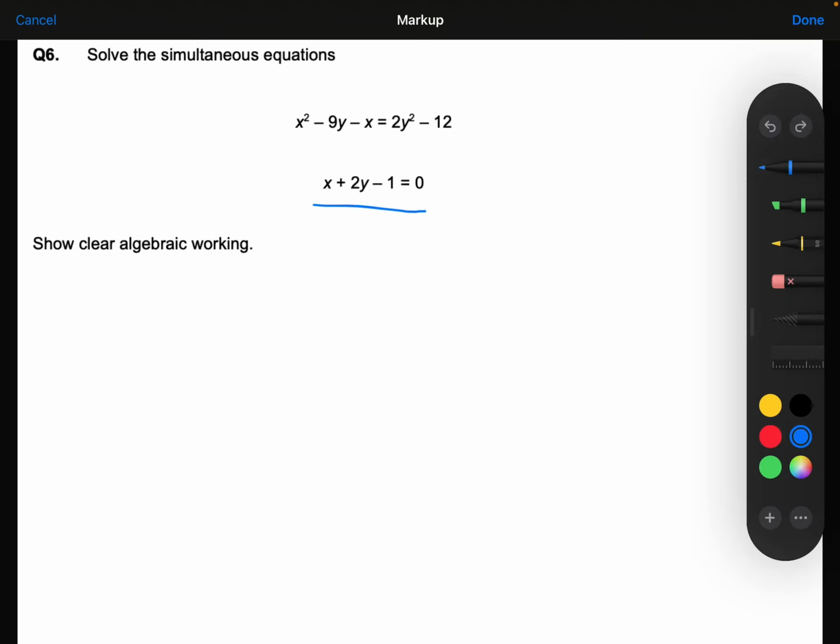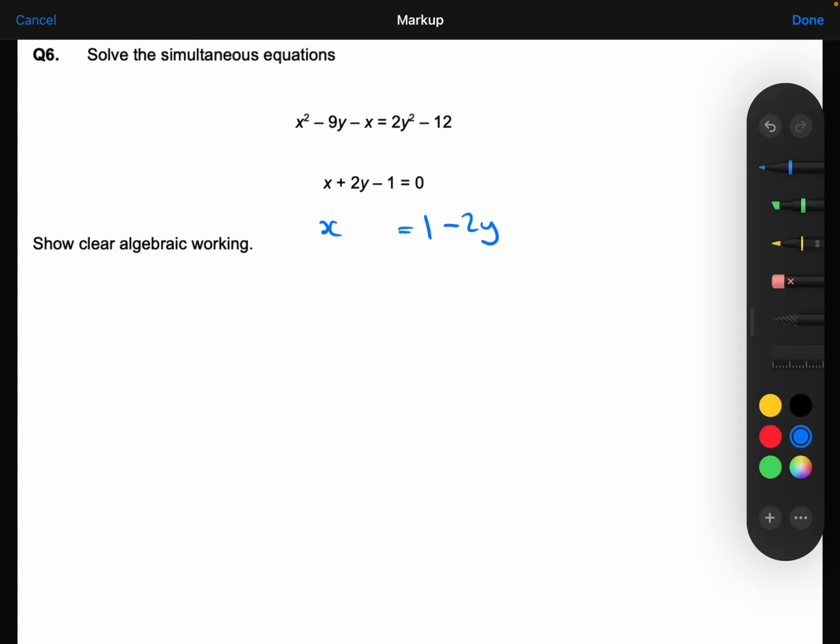The fact that I've got the 2 here, though, is putting me off making y the subject, because if I did that, I would have these awkward fractions that I don't really want to have to deal with. So I'm not going to make y the subject, I'm going to make x the subject. To do that, I'm going to add 1 to both sides and subtract 2y from both sides.